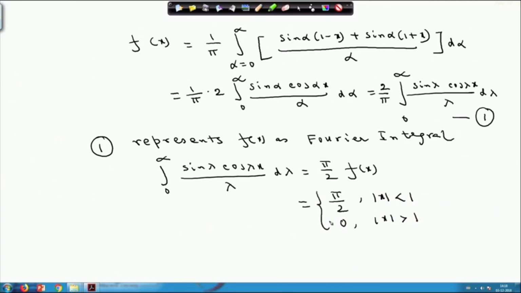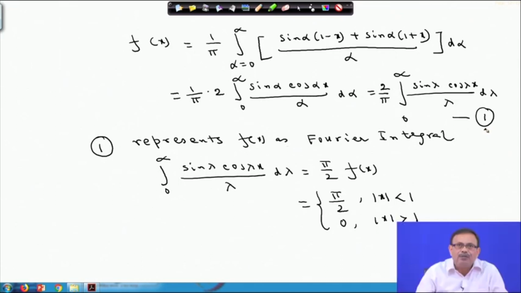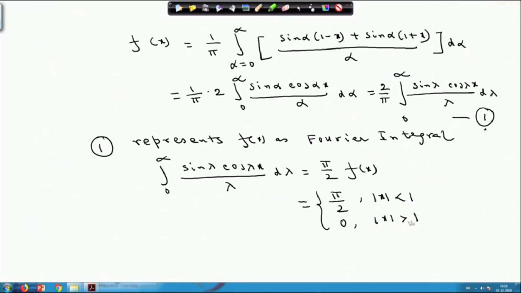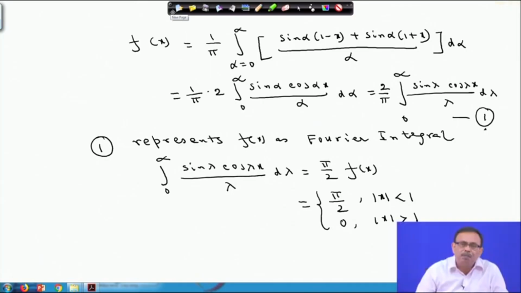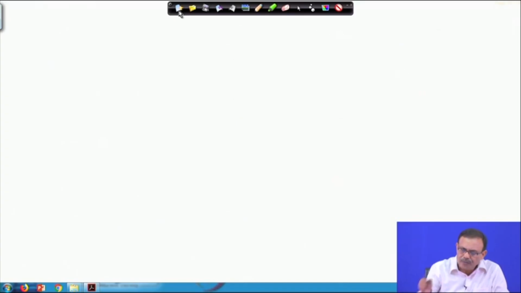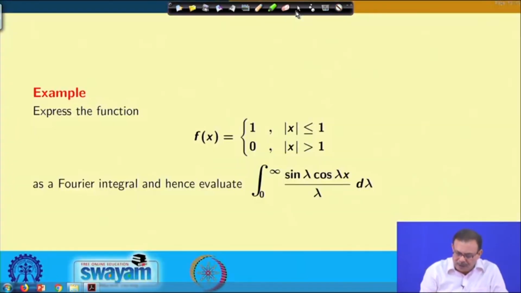So, I have done two things basically. One is, at first I represented f(x) as a Fourier integral in this way, which is represented by equation 1, and from equation 1 directly you can tell that the value of the given integral is pi by 2 whenever mod x is less than 1 and 0 whenever mod x is greater than 1. So, this shows how to represent one function as a Fourier integral. Let us recap this thing.